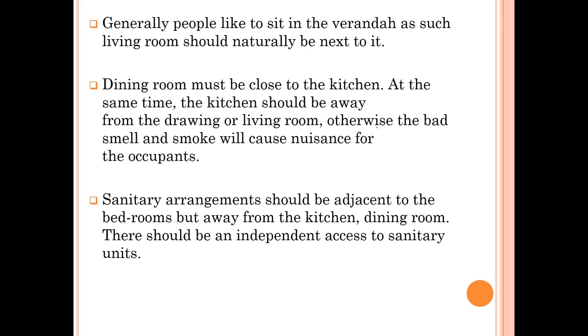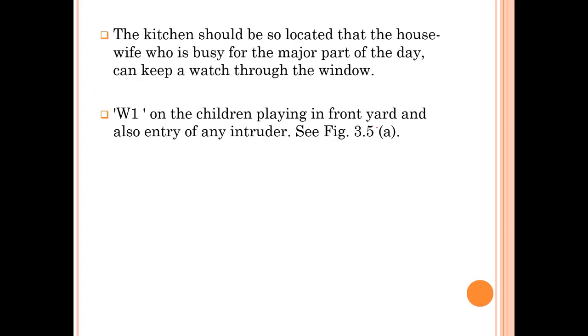Then the sanitary arrangement should be adjacent to the bedroom but away from the kitchen and dining room. There should be independent access to the sanitary units. And one more thing, the WC and bath should be nearer to each other, so that their functions are dependent on each other. Then the kitchen should be located so that the housewife, who is busy in the major part of the day, can keep watch through a window.